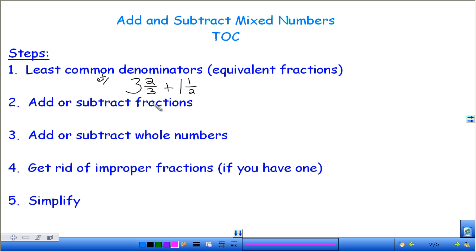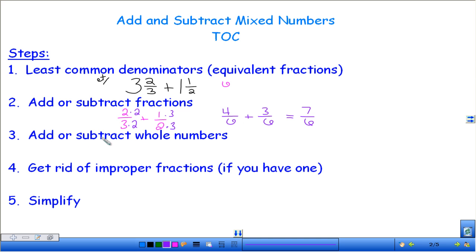So for step 2, since we found our 6, we're going to add and subtract the fractions. So we have 2/3. I'm not even going to worry about the whole numbers right now. I need to change both of these denominators so that they're 6. So I'm going to multiply this side by 3 to make my equivalent fraction and this side by 2. And now my new problem is 4/6 plus 3/6 equals 7/6. So this is the fractional part of my answer.